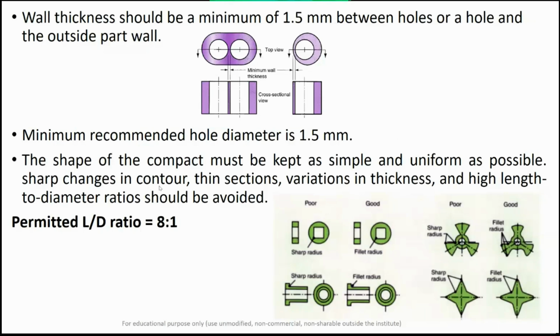Sharp changes in the corners, thin sections, variation in the thickness, abrupt change in the thickness cross section, and high length to diameter ratio should be avoided. So the maximum length to diameter ratio permitted for your powder metallurgy part is 8:1. If you try to make a part very lengthy and with a very small diameter, it will cause problems in the ejection during the sintering process.